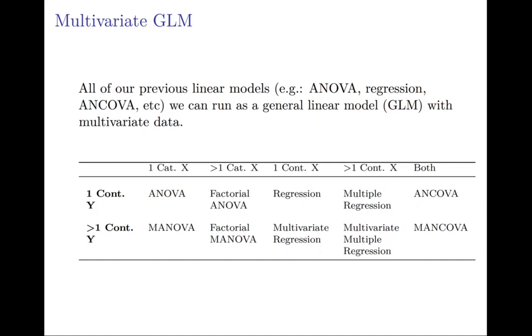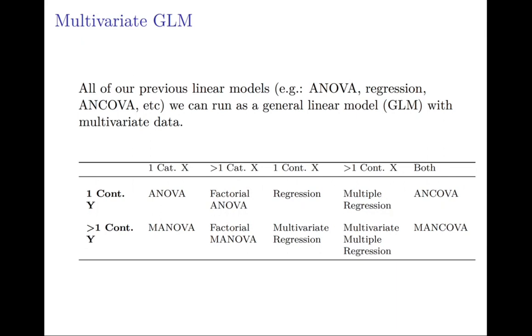So here's just a refresher table when you have one continuous Y, which is what we've been talking about, and all of the different types of models with one or more categorical X or one or more continuous X and both, what those look like and what we've talked about. But now we're going to be talking about multivariate models where you have more than one continuous Y.